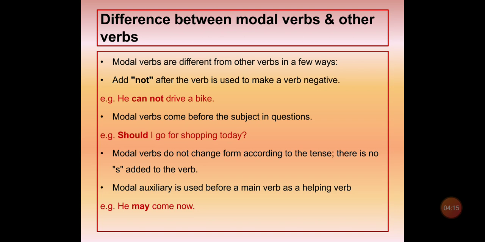Now we will see what is the difference between the modal verbs and the other verbs. Modal verbs are different from other verbs in a few ways. When we have to make a negative sentence while using the modal verb, we will just put not after the modal verb. Here is the example: he cannot drive a bike.